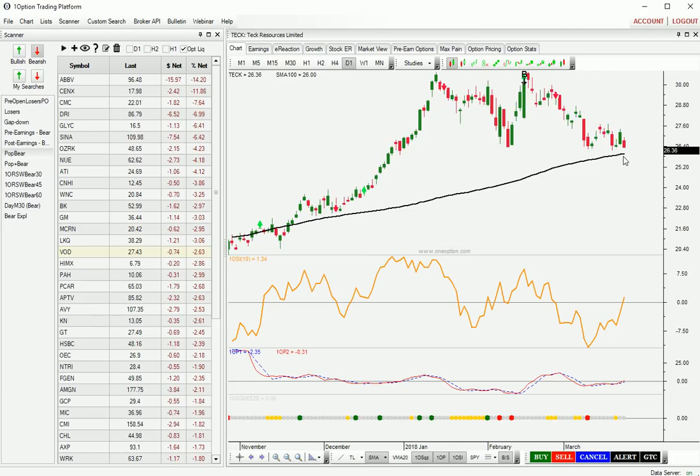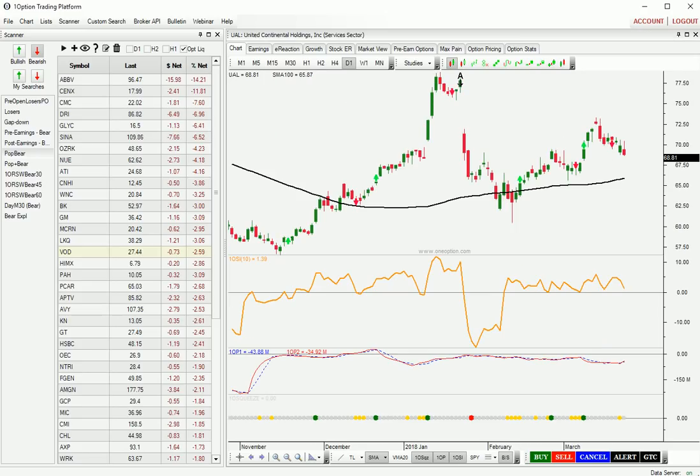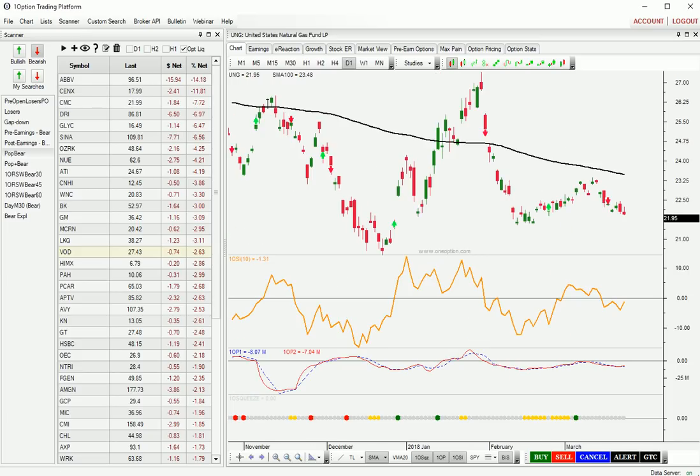This I would not short because it's got support right at that 100-day moving average it's coming up on. UAL, it's got this little horizontal support. It's been pretty strong relative to the market, so this would not be a favorite short. UNG.